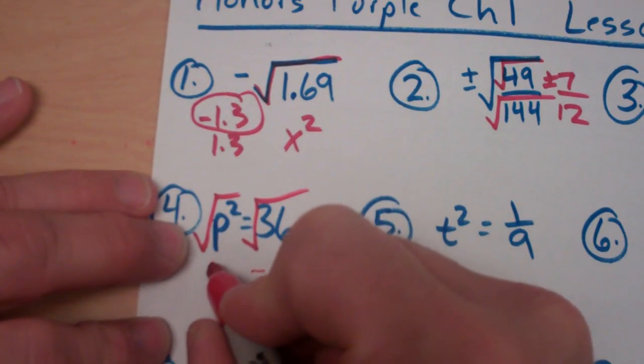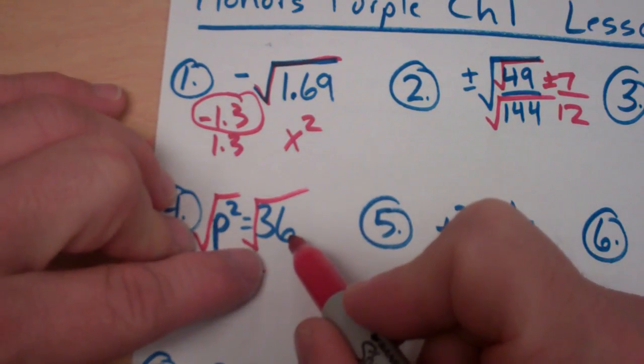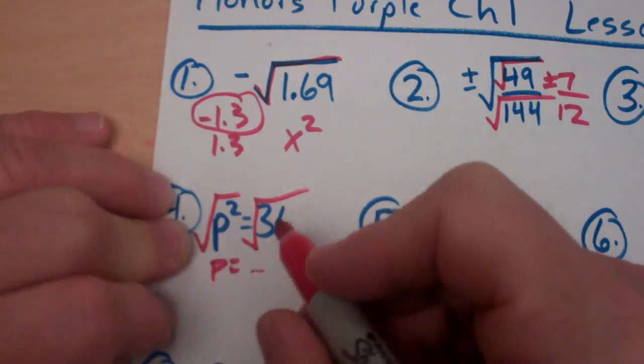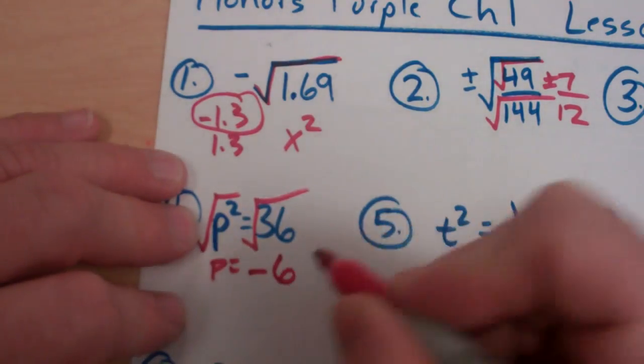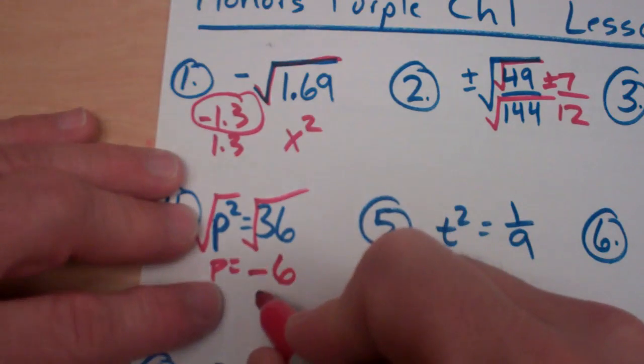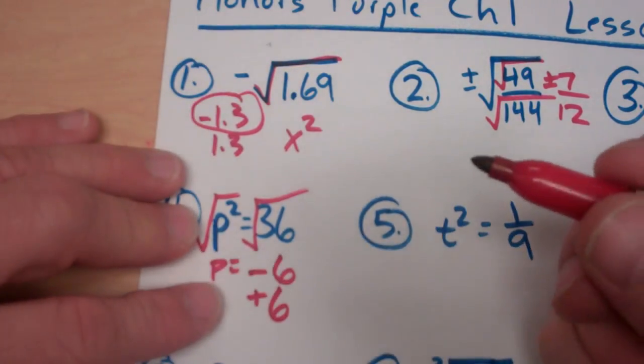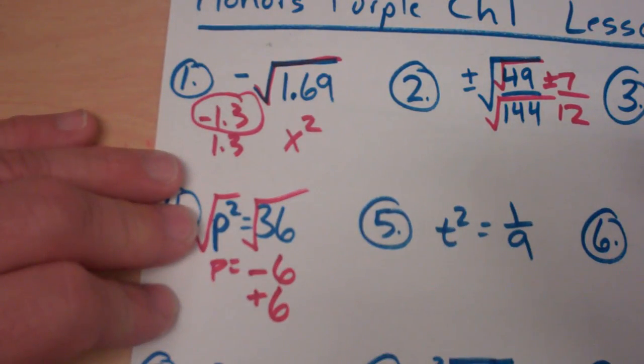Square root of P squared, of course, is P. Square root of 36, what times itself got me 36? Well, it was either negative 6, because negative 6 times negative 6 is 36, or it was positive 6. Positive 6 times positive 6 equals 36.